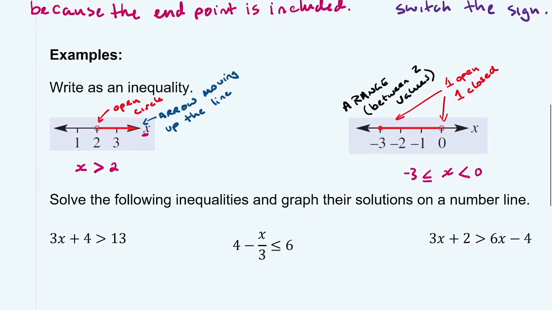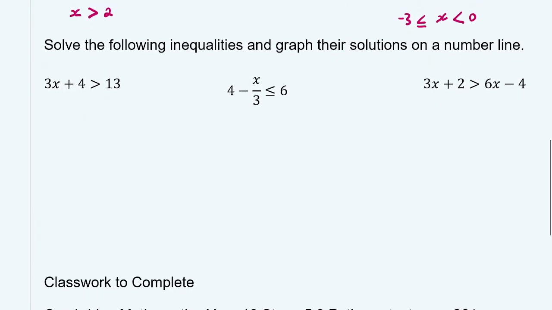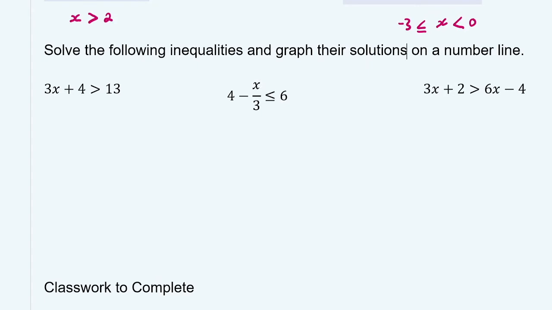Now let's have a look at a couple of other different types of examples. This time we're going to solve some inequalities. Just like we would solve an equation, we're going to solve these inequalities. First things first, I'm going to look at our first example. I'm going to take 4 from both sides, and then I'm going to divide by 3. Gives me x is greater than 3.